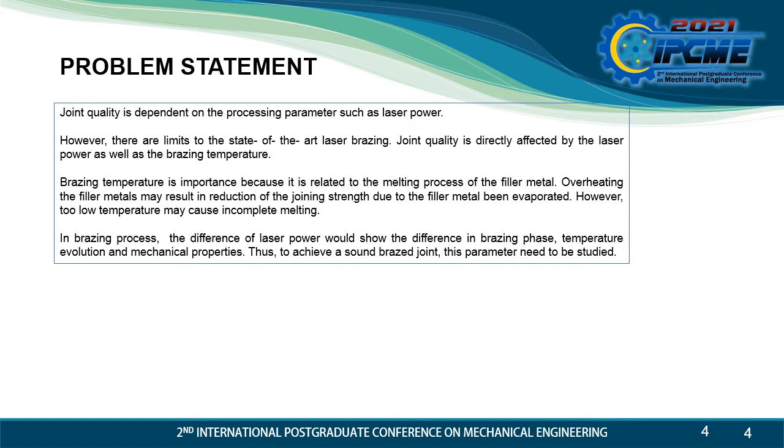Joint quality is dependent on the processing parameters such as laser power. However, there are limits to the state of the art laser brazing. Joint quality is directly affected by the laser power as well as the brazing temperature. Brazing temperature is important because it is related to the melting process of filler metal. Overheating the filler metal may result in the reduction of the joint strength. However, too low a temperature may cause incomplete melting.